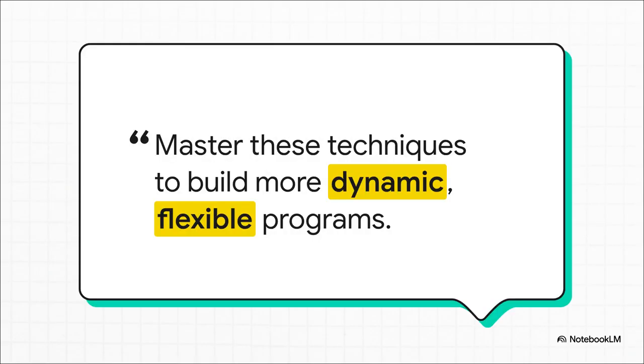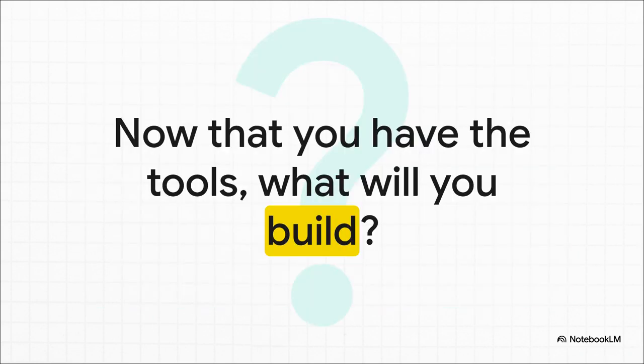And seriously, mastering these techniques is a total game changer. Once you're comfortable with all three, you can handle data with so much more confidence, and you can start building programs that are way more dynamic and able to adapt to new information on the fly. So there you have it, your essential guide to modifying Python lists. The real question now isn't how to do it, it's what are you going to do with it? With all this new power and flexibility, what will you build next?